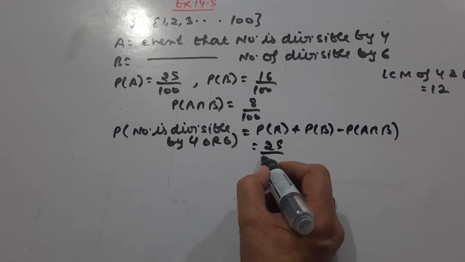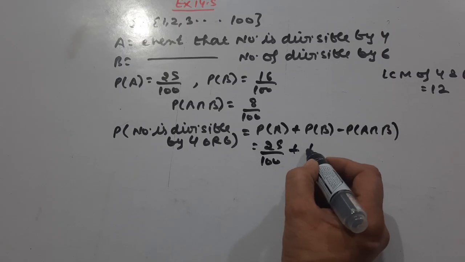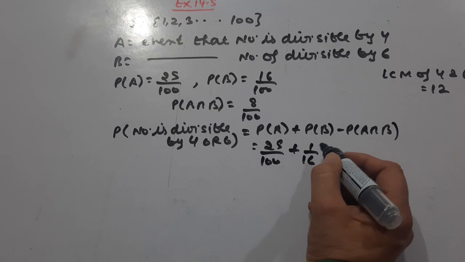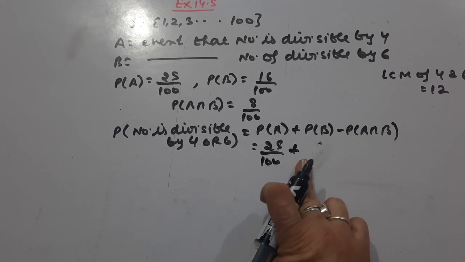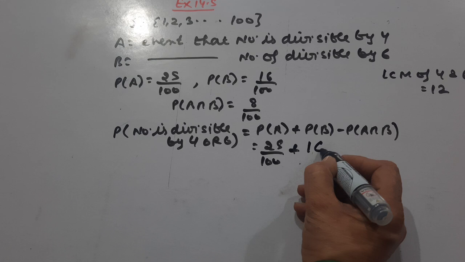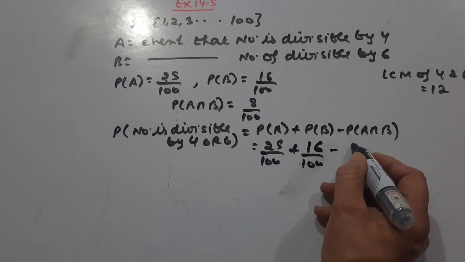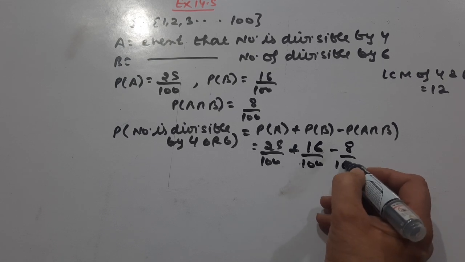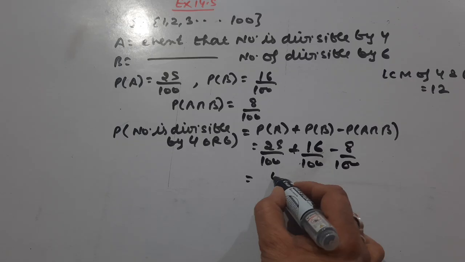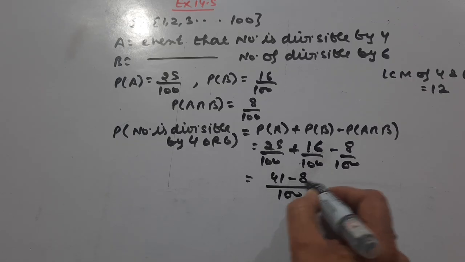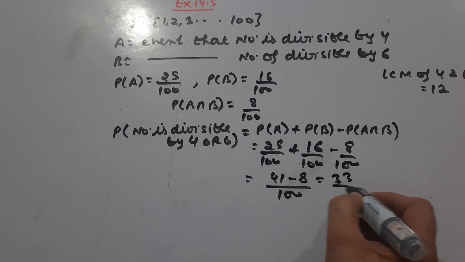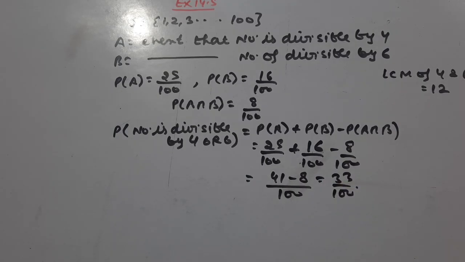25 by 100 plus 16 by 100 minus 8 by 100. So we get 41 minus 8 upon 100, and this is equal to 33 upon 100. So answer is 33 upon 100.